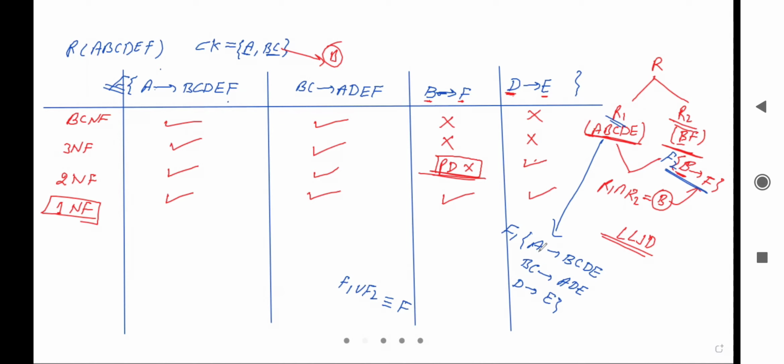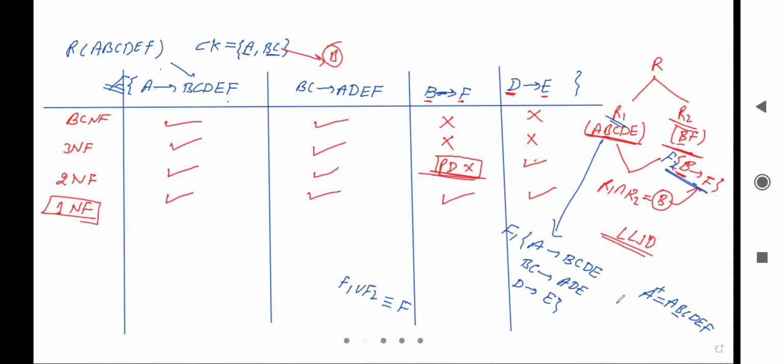So directly we cannot find it, but if we take the closure of A, then we'll get A, B, C, D, E, and B goes to F, so we can derive F also. So A can derive A, B, C, D, E, and F. So this functional dependency is implied. What about this one? BC goes to A, D, E, F. Is it implied or not?